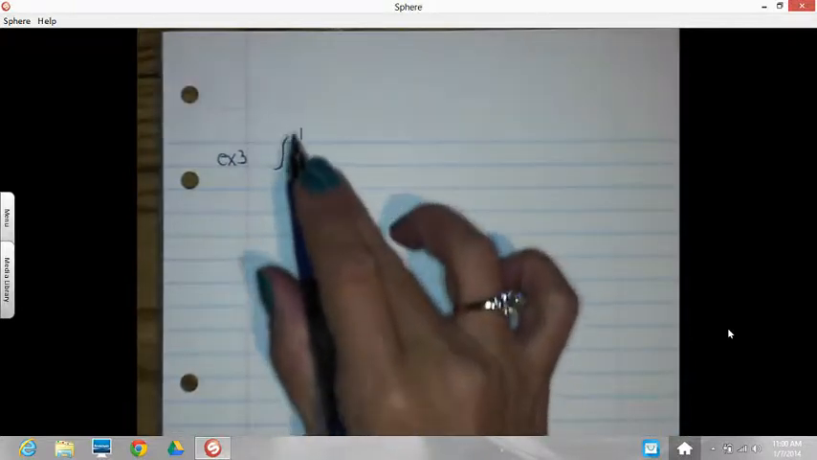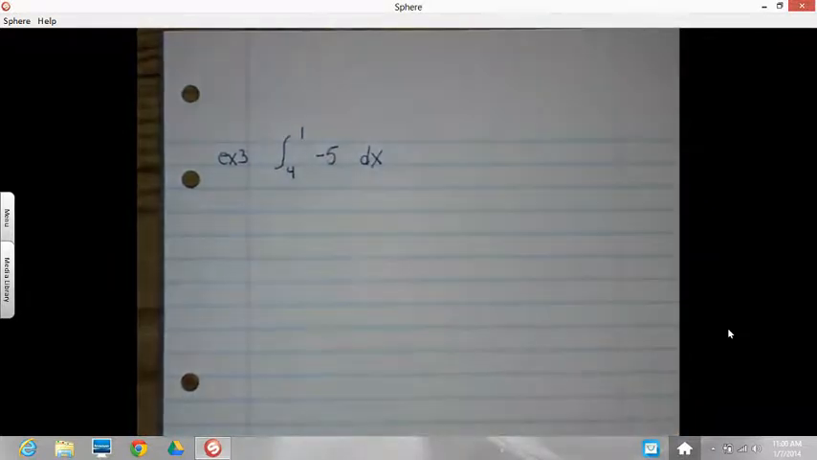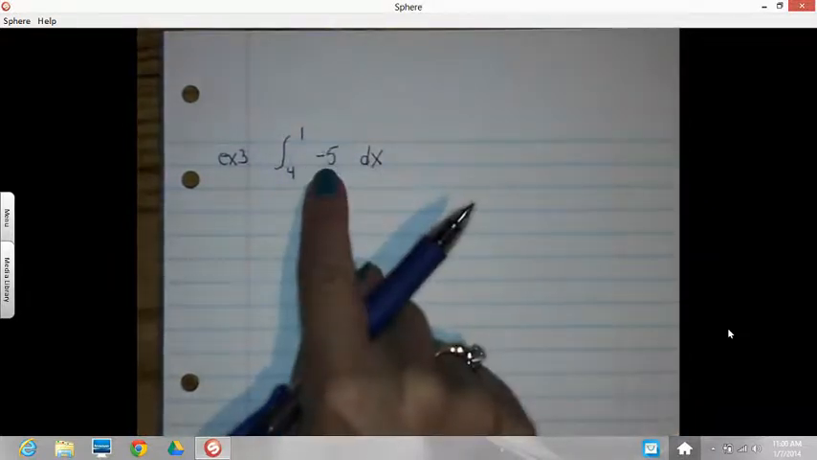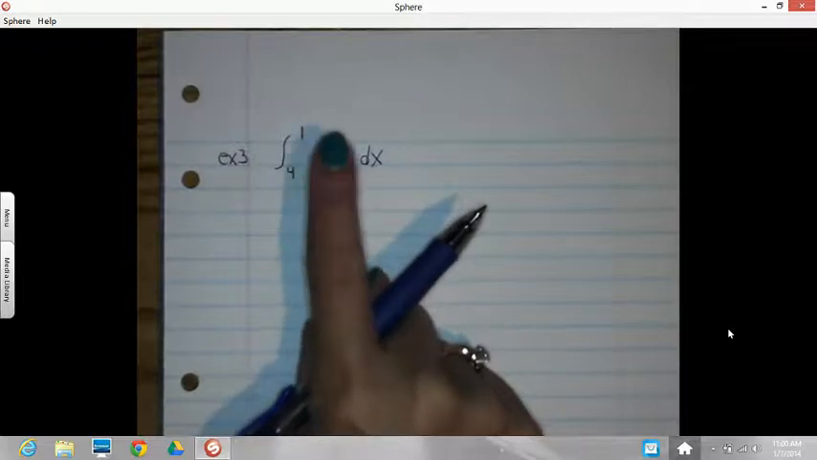Example 3, evaluate the integral from 4 to 1. So again, there's that bigger to a smaller, so we'll be going smaller minus bigger. That should give us a negative width. My equation is negative 5 dx. Let's think about this one before we actually evaluate it. This is the line y equals negative 5. That's a horizontal line down at negative 5.